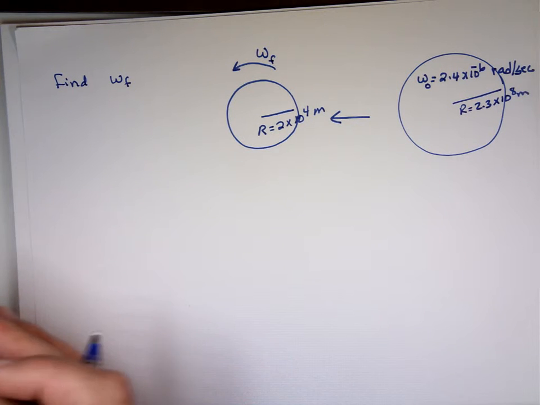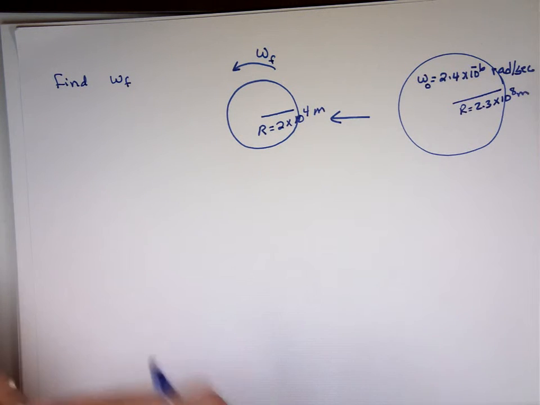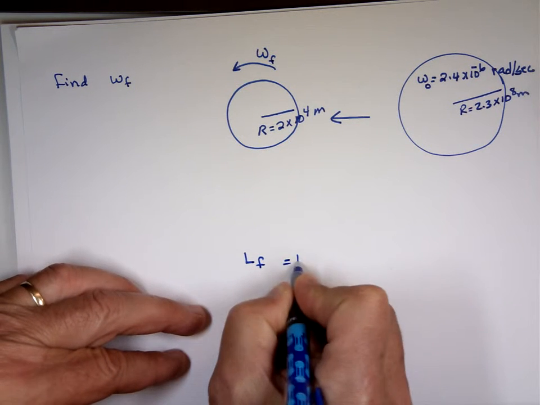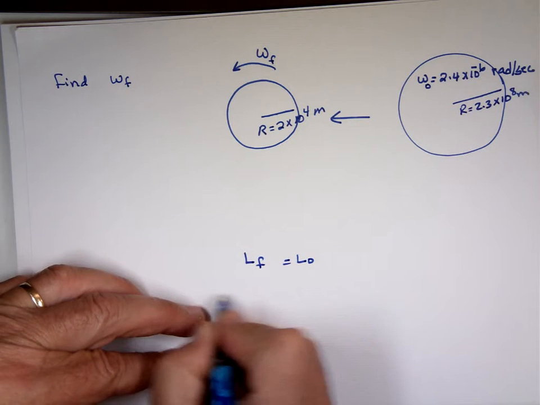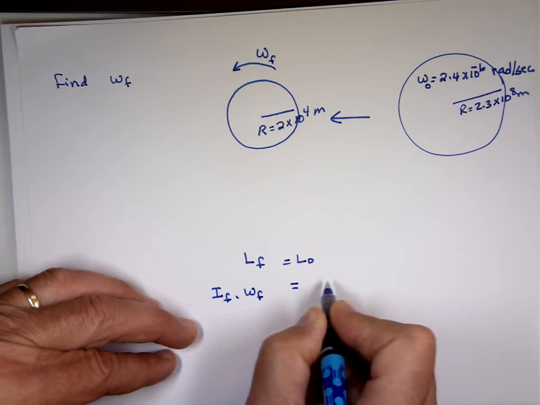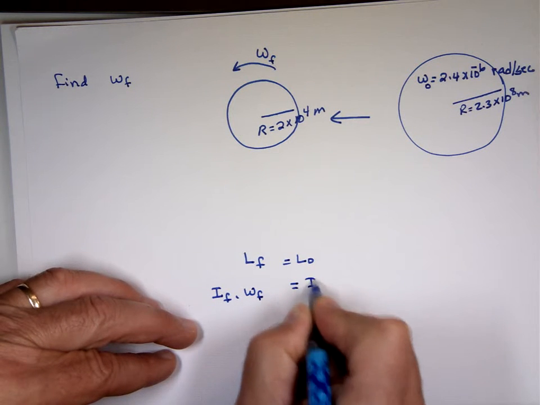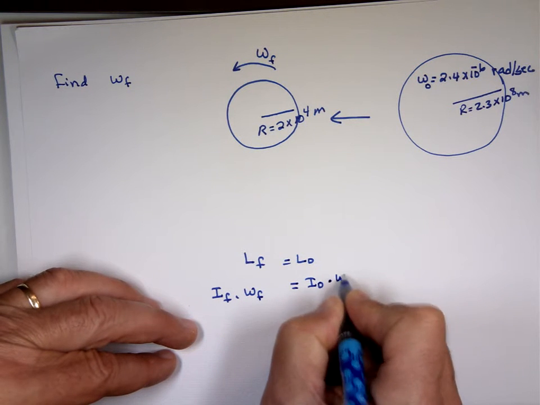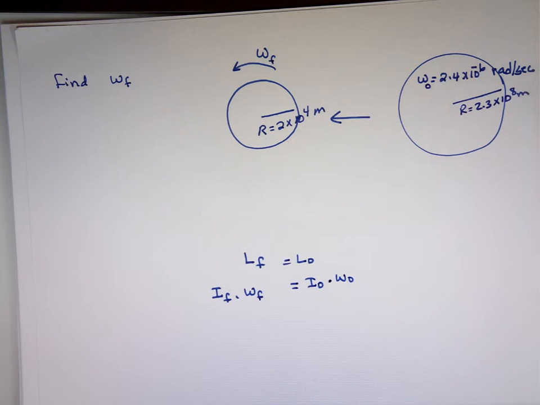We have conservation of angular momentum, which means LF equals LO. LF is I_F times W_F, and here's my problem. What is I sub F? LO is I sub O times W_O. I don't know what the I's are. Do you know what I is?